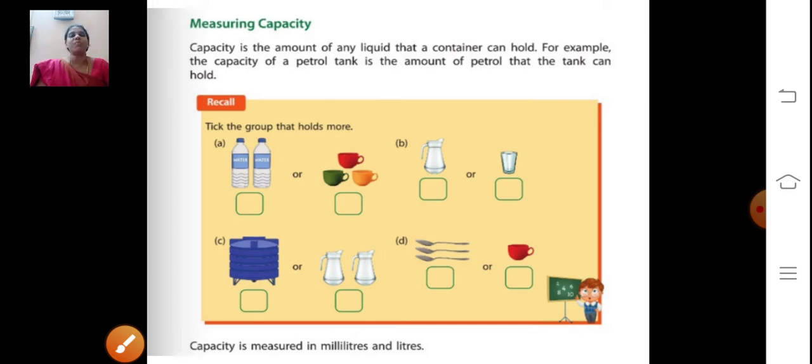capacity, how to measure capacity. First let's see what capacity is. Capacity is the amount of any liquid that a container can hold. Liquid items means water, milk. You can see a water bottle, right? So what do we mean by capacity? It is the amount of any liquid that a container can hold, how much that bottle can hold.